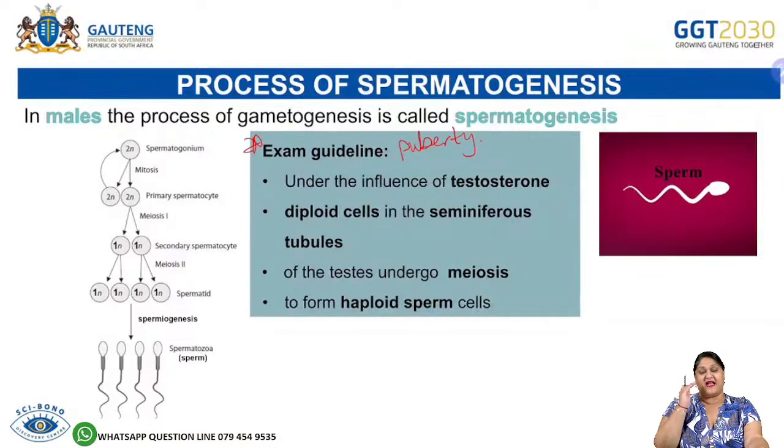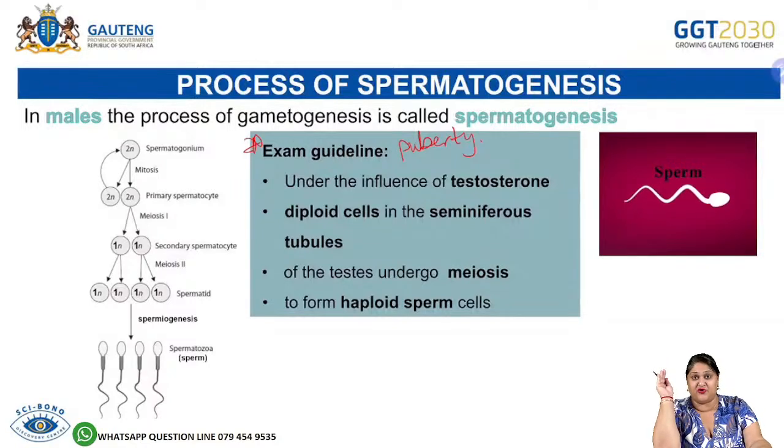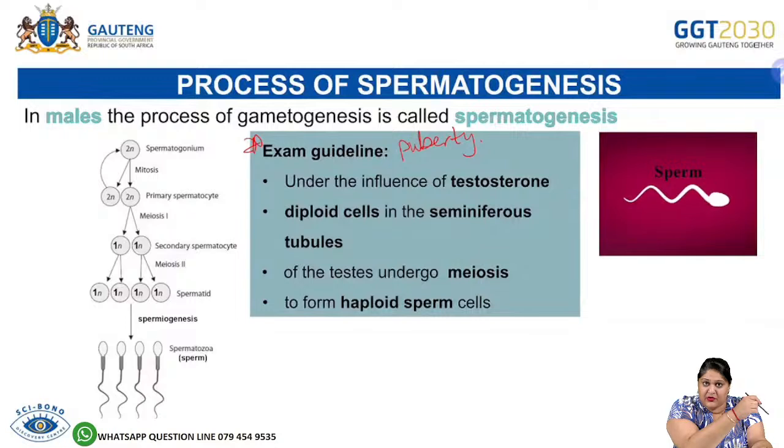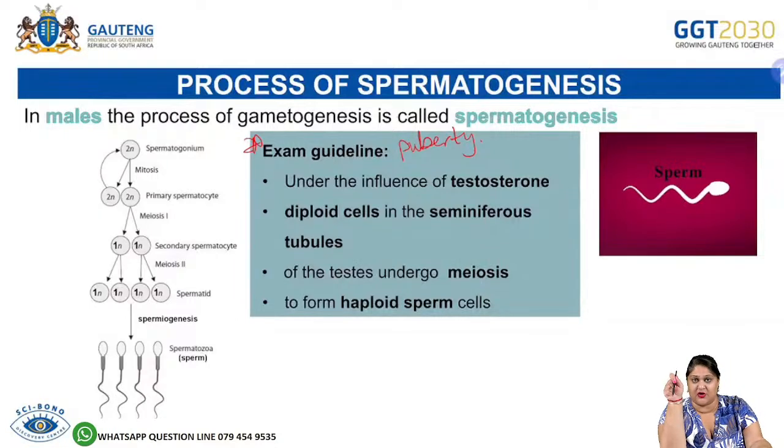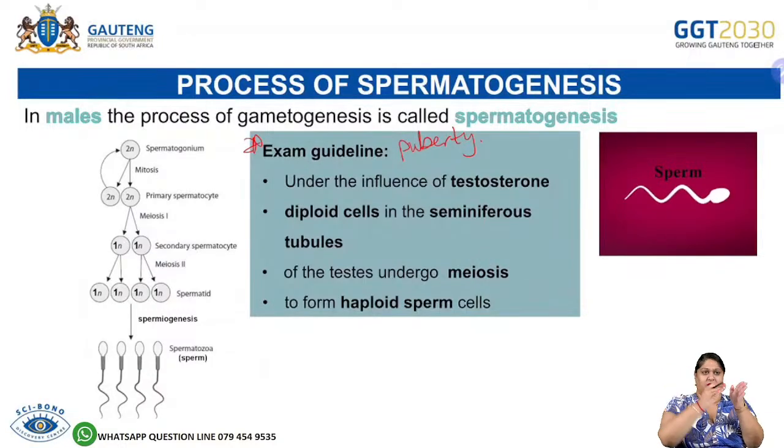So remember we said at puberty, testosterone is going to be produced from the testes, right? We spoke about that because the luteinizing hormone is going to cause the testosterone to be produced. And that is going to act on the diploid cells of the seminiferous tubules. Now, what is that? Inside the testes, there are folded tubes that are called seminiferous tubules, okay?